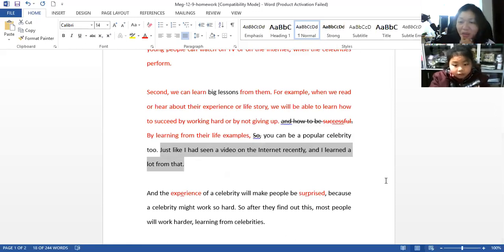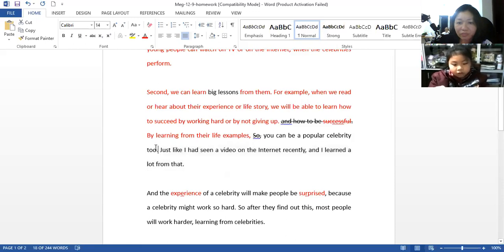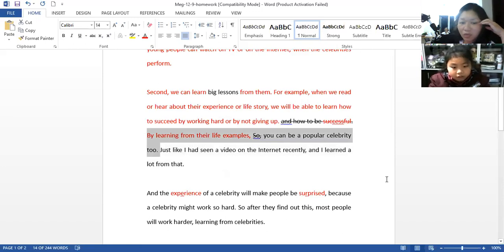Yes, that's true. You won't be a celebrity just by watching it, but you can learn from it. So this is not exactly true then, right? This sentence is not true because you can learn from their life examples. It will not guarantee that you will become a celebrity, because there are so many more things that you need to do before you become a celebrity. So you have to strike out this sentence because it's not factual. Do you understand? Yeah. Okay.